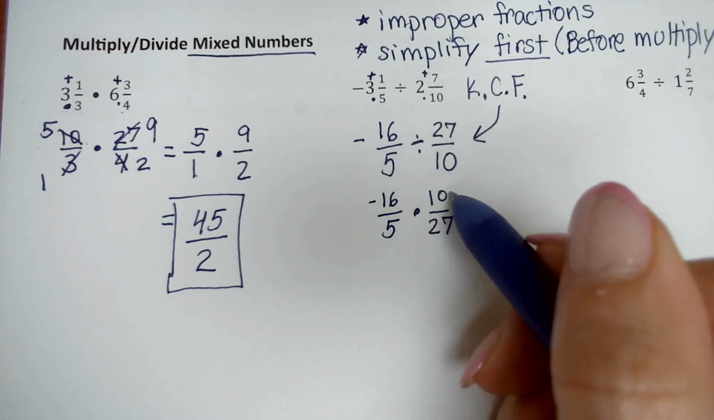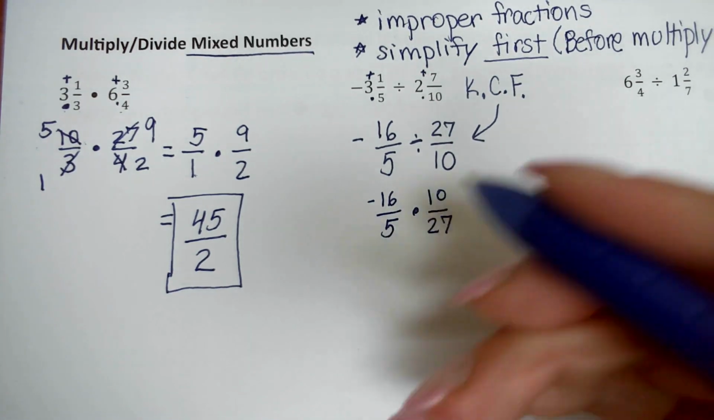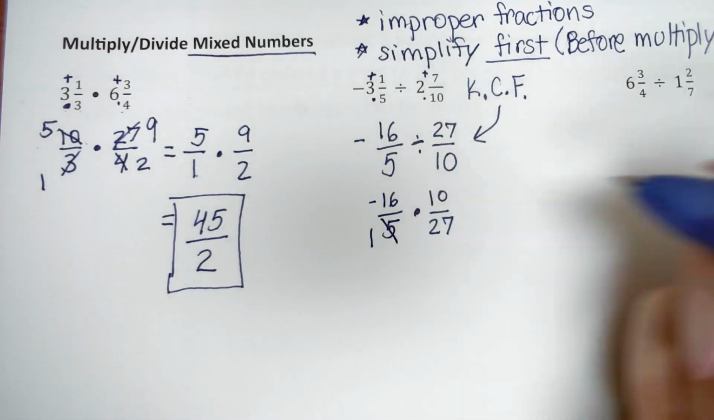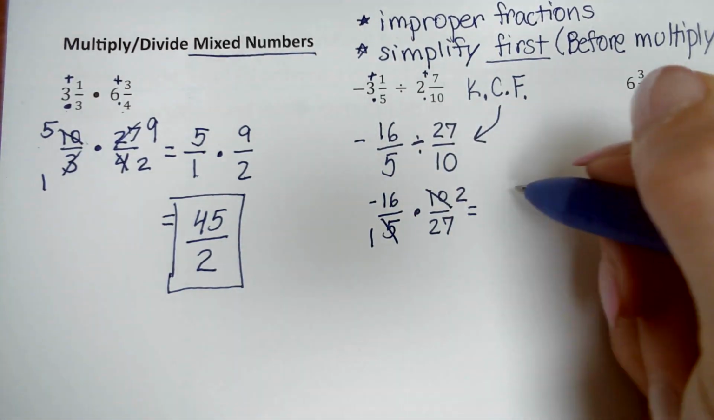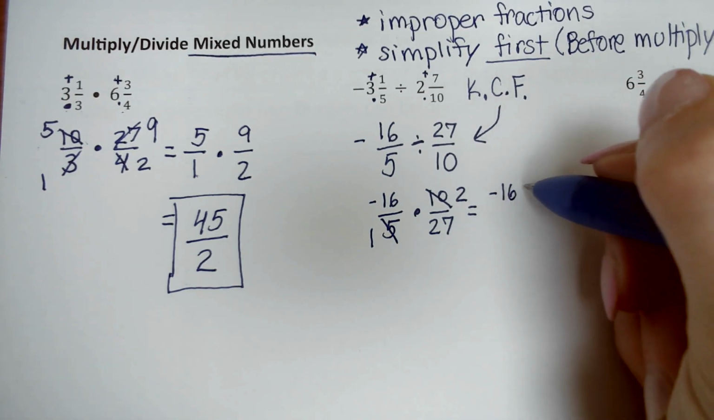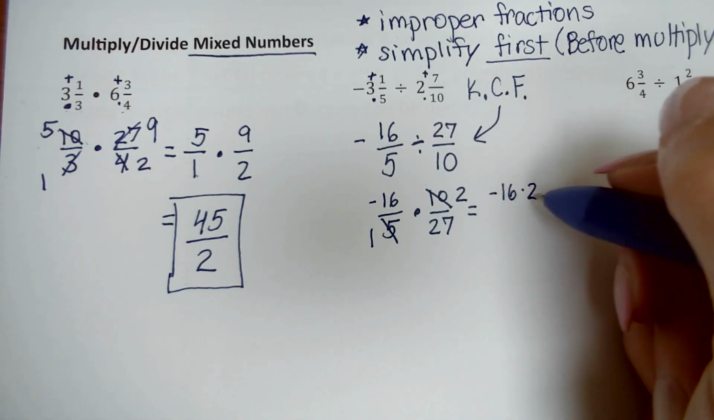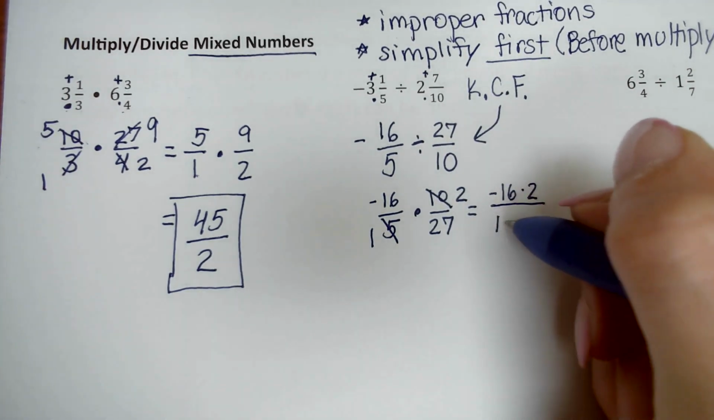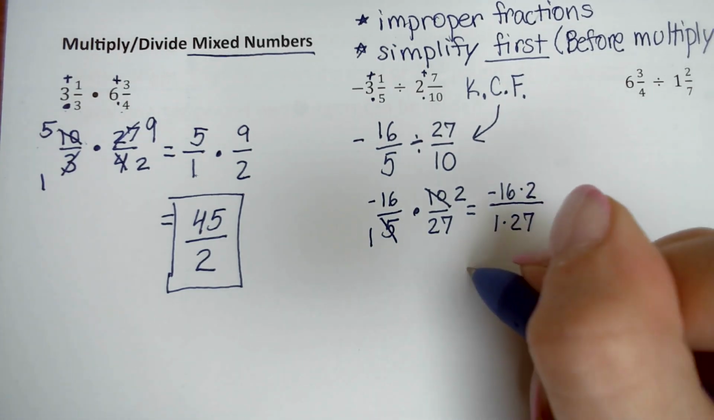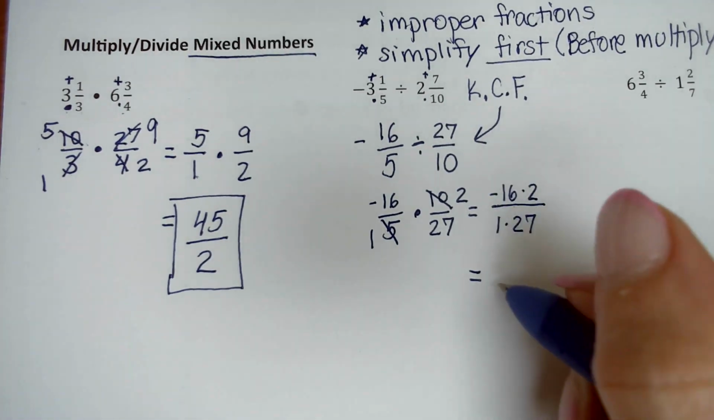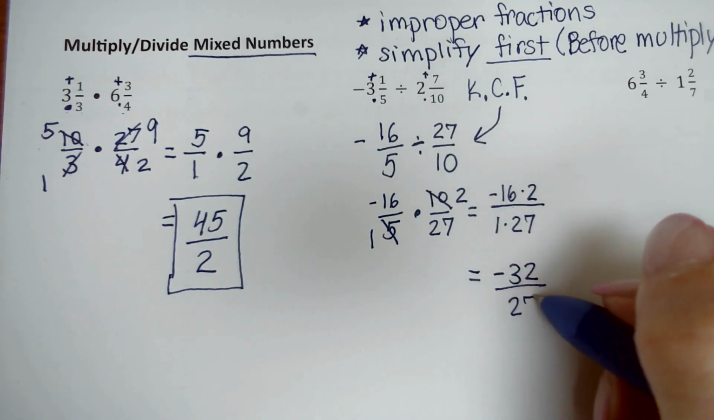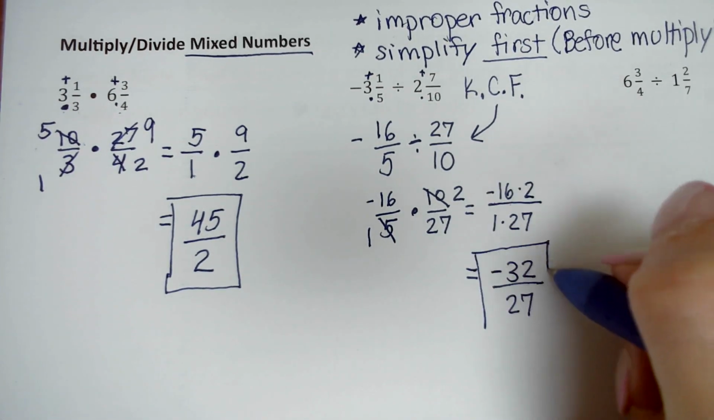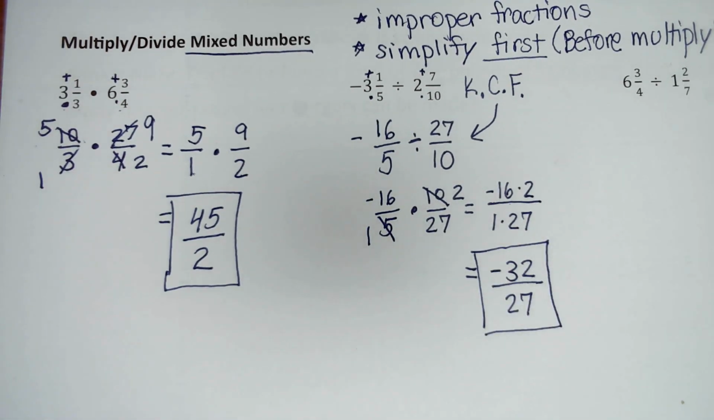But 5 and 10, those have a common factor of 5. 5 divided by 5 is 1. 10 divided by 5 is 2. So we get negative 16 times 2 over 1 times 27. Now, negative 16 times 2 is negative 32. 1 times 27 is 27. And we've already simplified, so our answer is negative 32 over 27.